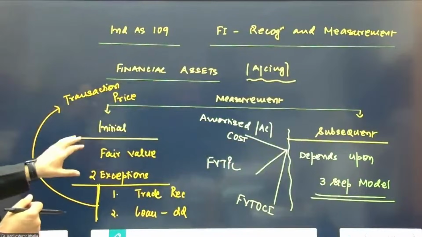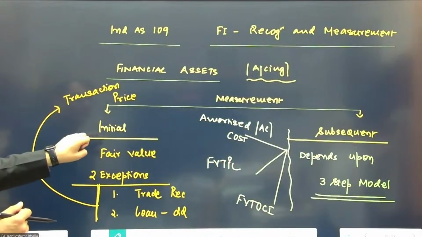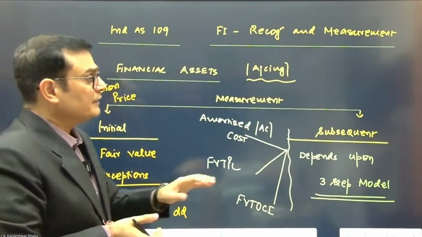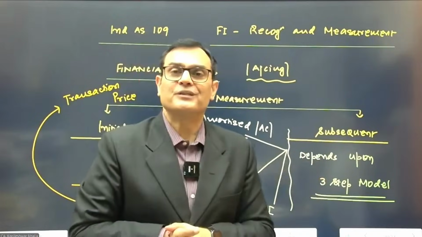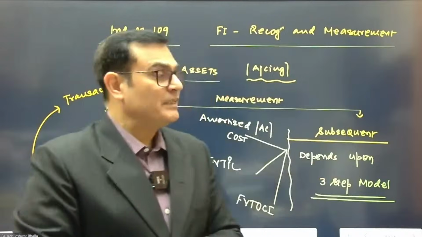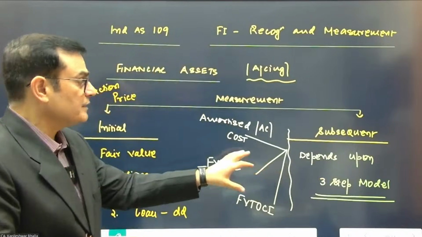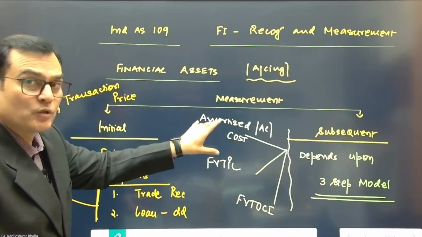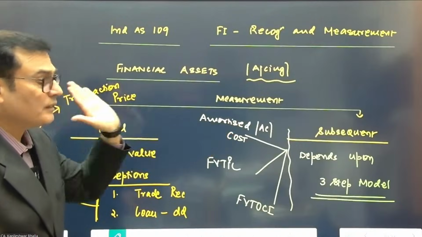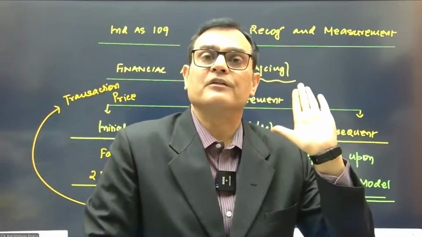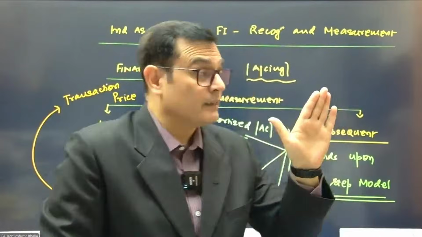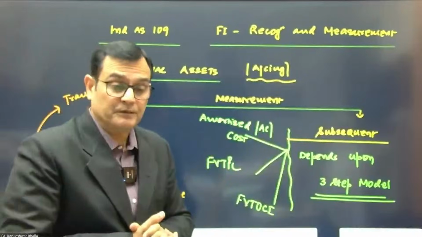Coming back to the agenda, the initial recognition is at fair value, and the subsequent recognition is based on a three-step model. Based on the three-step model, we have understood what is amortized cost. There is no fair value accounting. It is accounting on the basis of the effective rate in the deal. And then comes FVTPL and FVTOCI.